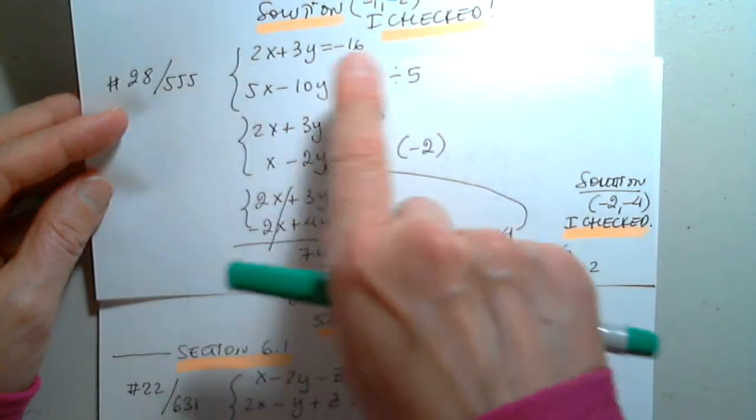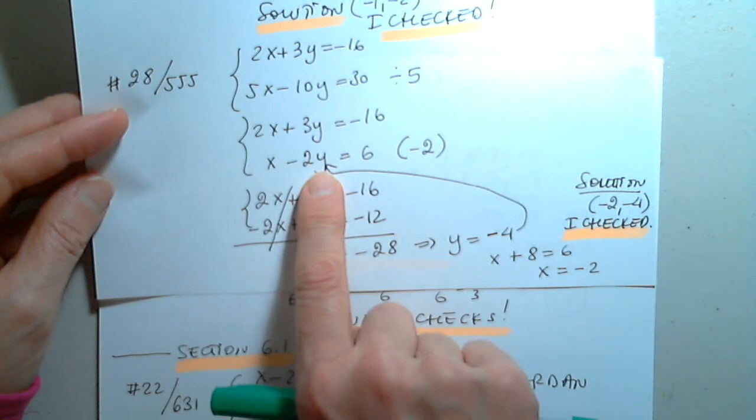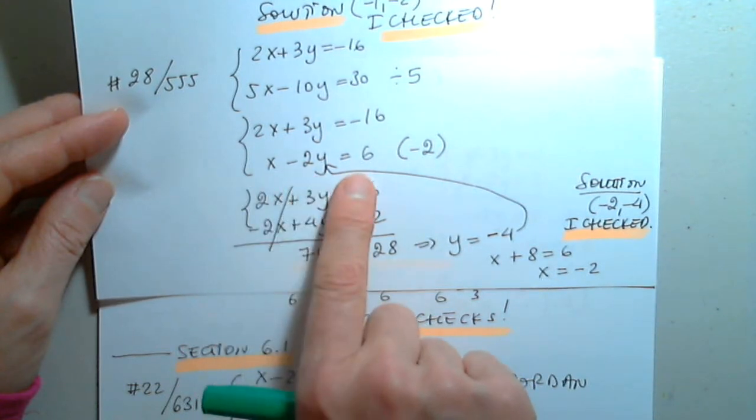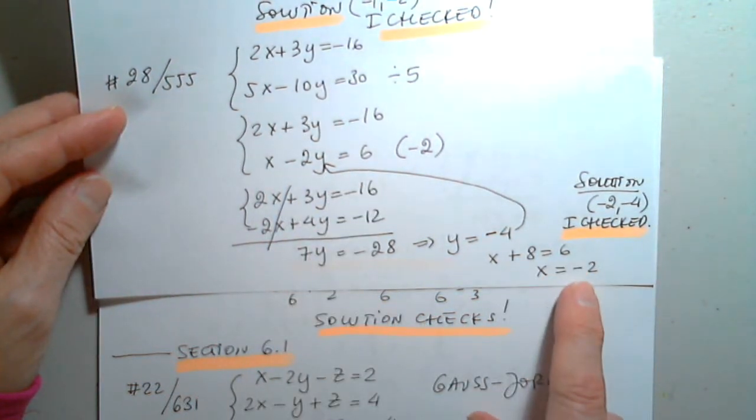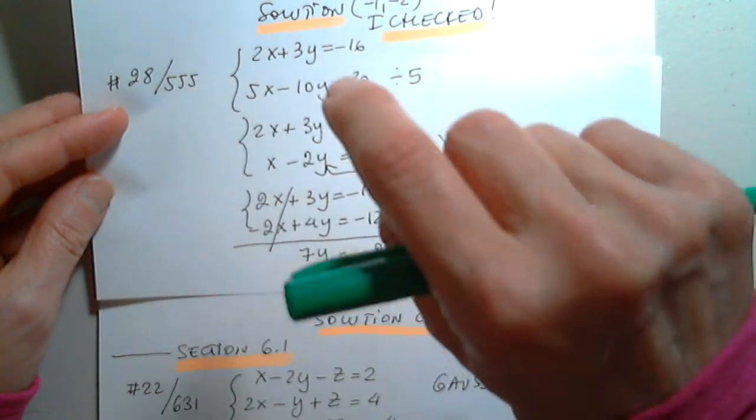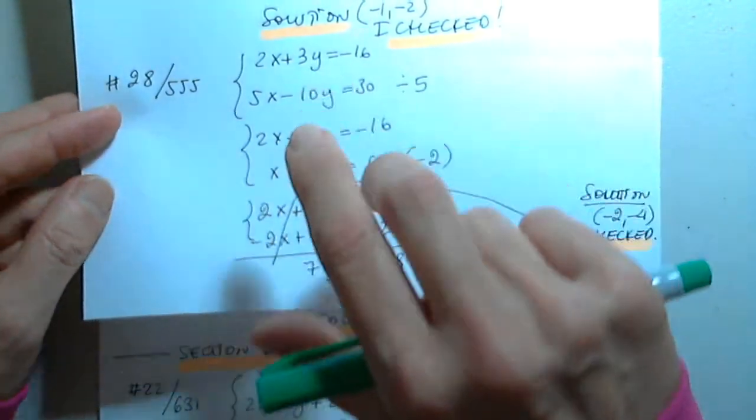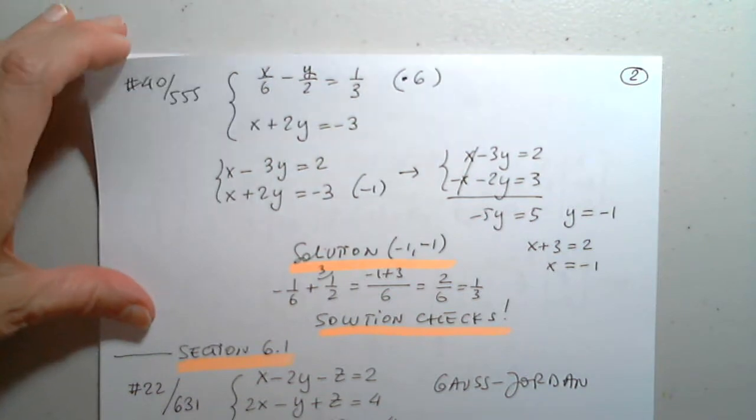I go back anywhere you want. I prefer here. So x plus 8 equals 6. So then x equals negative 2. This is the ordered pair solution. I went back to check in the original problem. It works.